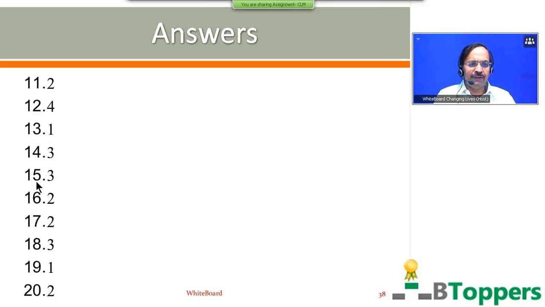For next two questions 14 and 15, third option is answer. For next two questions 16 and 17, second option is answer. For question number 18, third option is answer. For question number 19, first option is answer. For question number 20, second option is answer.